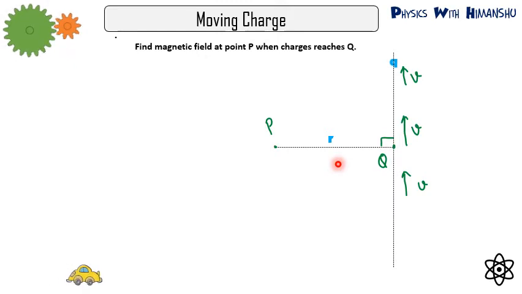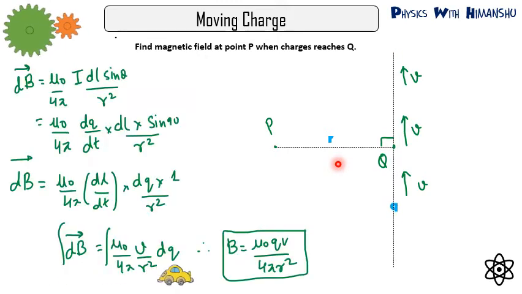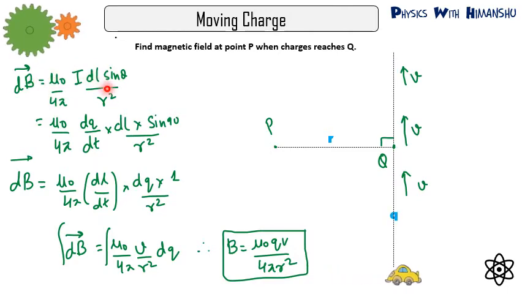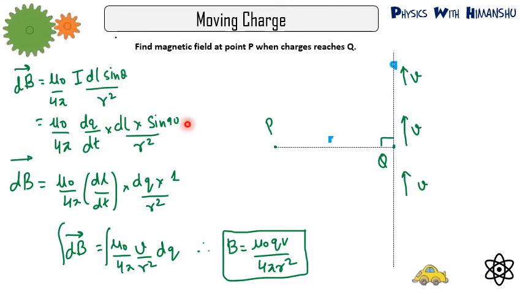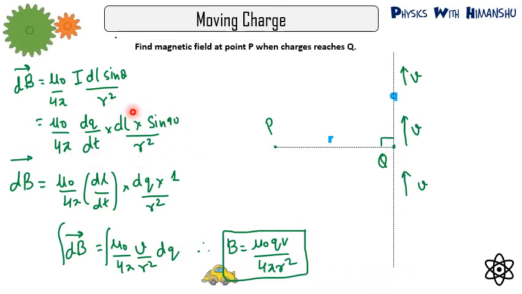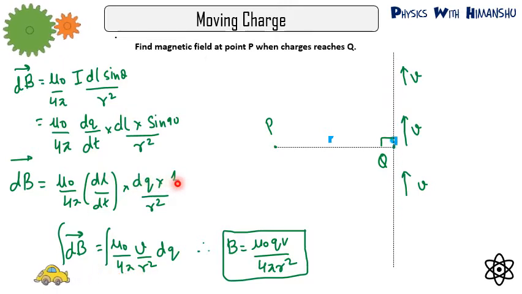Now how to solve this question? This is a very important derivation also. So let's put the formula. dB is mu naught by 4 pi I dl sin theta by R square. Now mu naught by 4 pi is a constant, I is dq by dt, dl is dl, sin theta, theta is 90 degrees when the charge is at Q, and R square. Now this dl by dt can be separated, dq can be written like this, and sin 90 is 1.